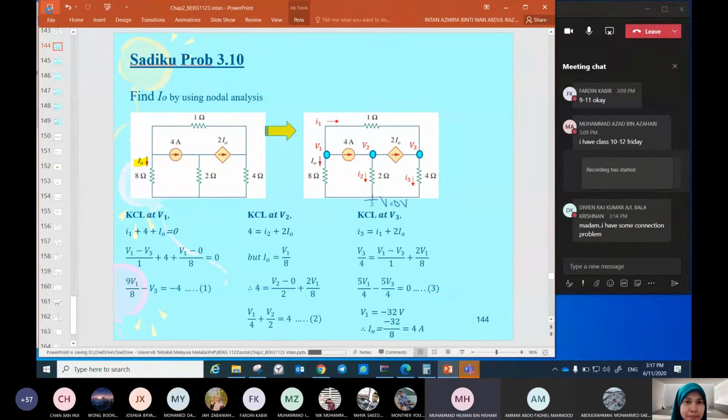But if there is a voltage source on top, we have to subtract that first, right? Which one? Let's say we have a voltage source connected with the 4 ohm or 8 ohm resistor. Yes, we have to subtract that voltage source. Okay. Thank you madam.